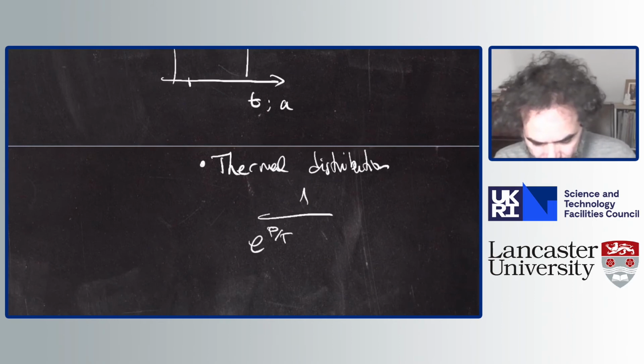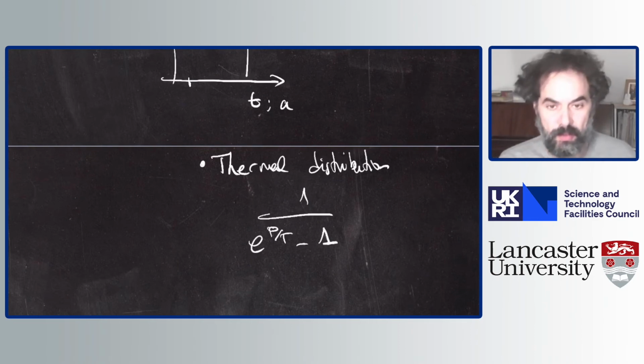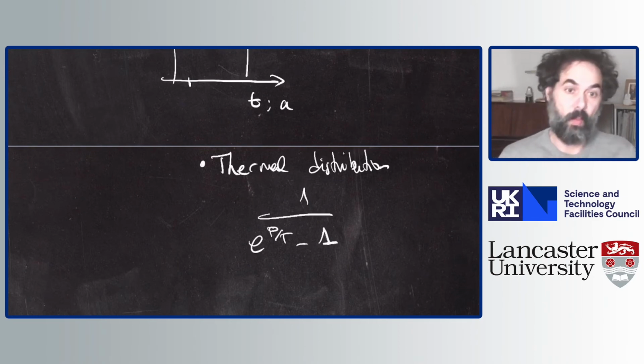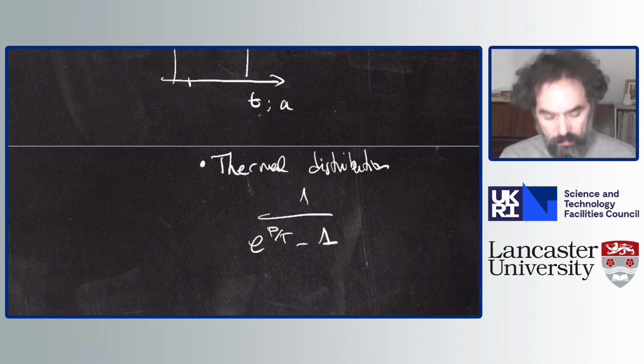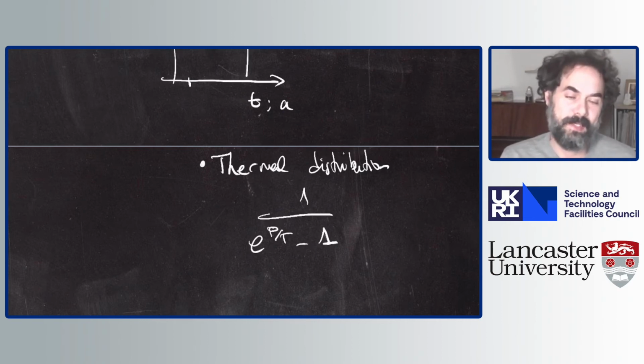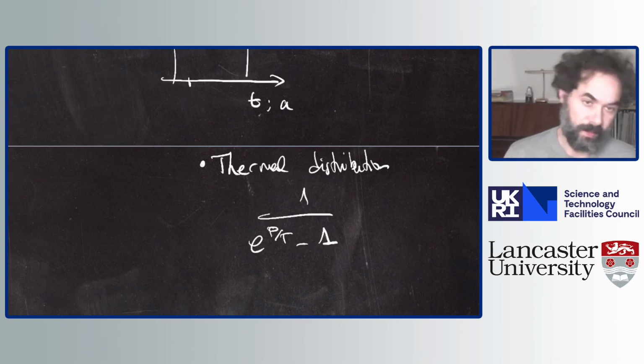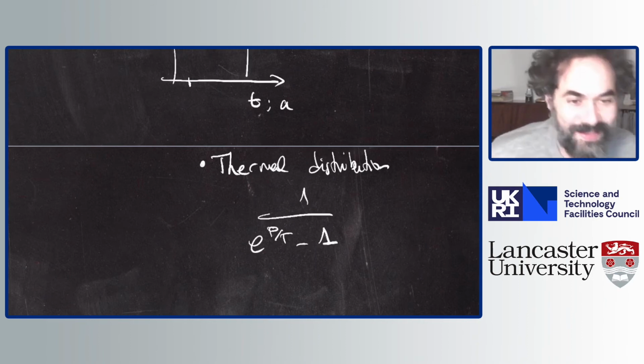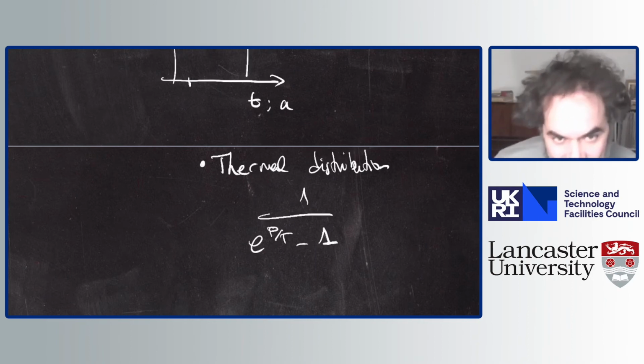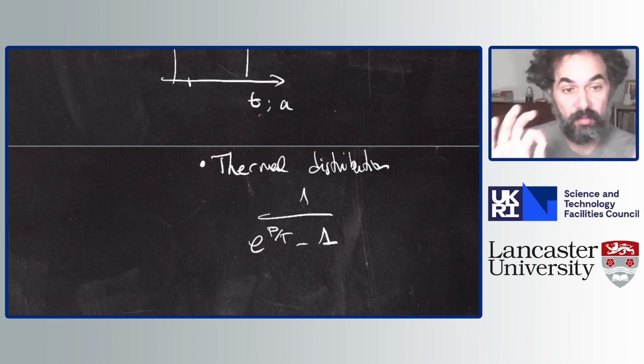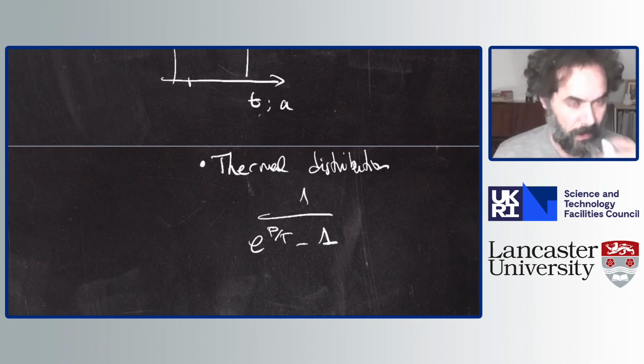What do you have here? Well, you have the standard Bose-Einstein distribution, and as photons evolve, the distribution does not change, and as P goes as 1 over a, you can also realize that this means that T goes as 1 over a. Again, this is something that I'm not going to prove, but this is indeed what happens when you study how photons propagate in an expanding universe.